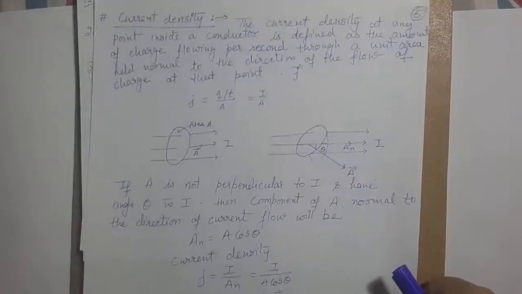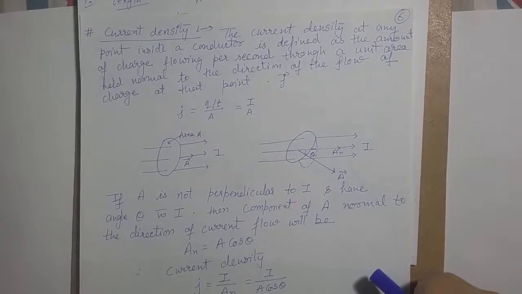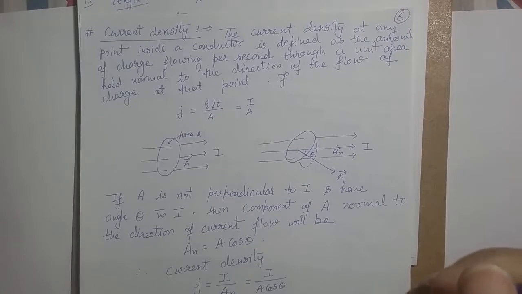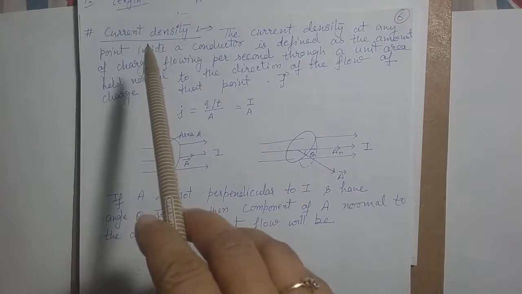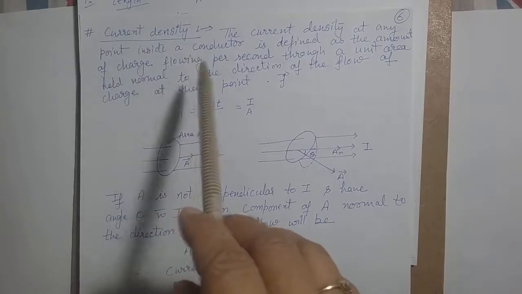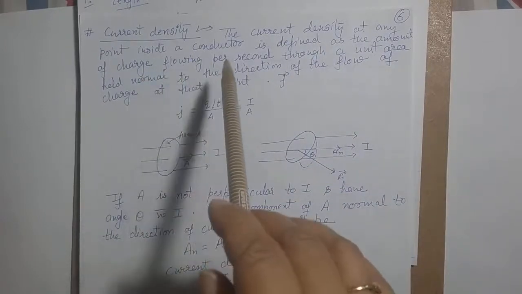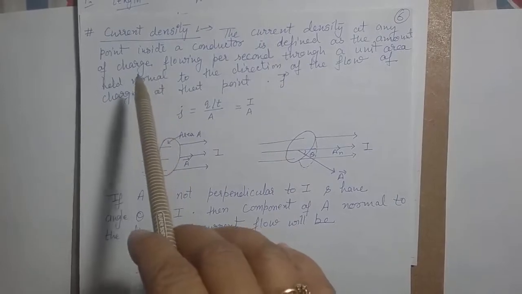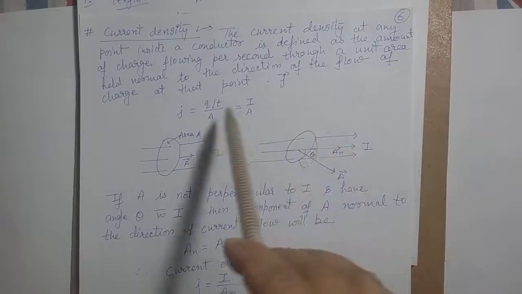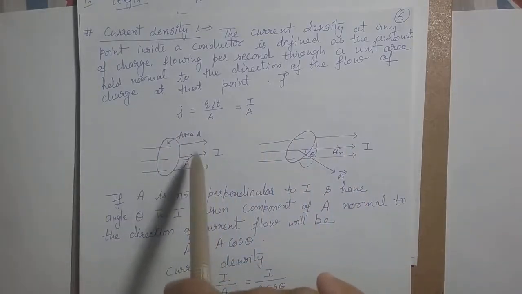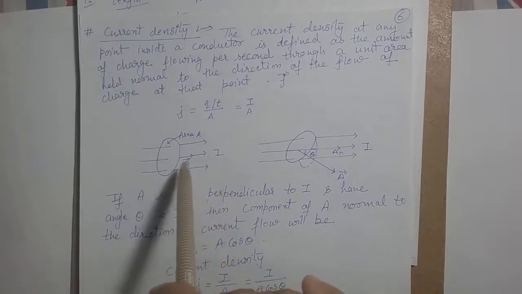Now, after resistance, our next topic is current density. What is this current density? Current density is the current flowing through a unit area of a conductor. So the current density at any point inside a conductor is the amount of charge flowing per second through a unit area held normal to the direction of flow of the charges, that is the current.